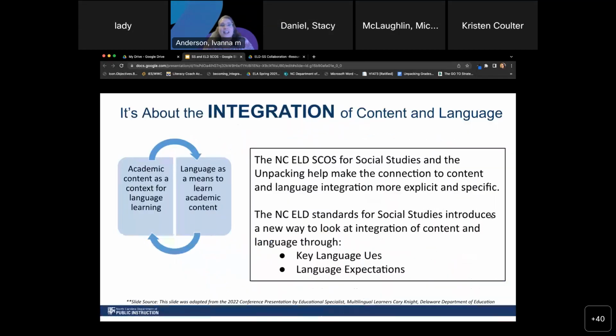So on the next slide, you see that everything we're doing is talking about integration of the content and the language. And I love this graphic that the academic content is being used as the context for the language learning, while the language is the means to learn the academic content. So when we're working with the ELD Standard Course of Study for Social Studies, we can move into all sorts of different ways to do this. We have an unpacking document that's going to help you make those connections to the content and the language integration, actually make that explicit and specific for you. We're also going to look at the key language uses and the language expectations, which are part of the ways that we break out those standards and make them more concrete.